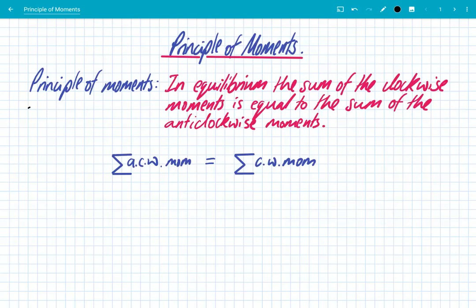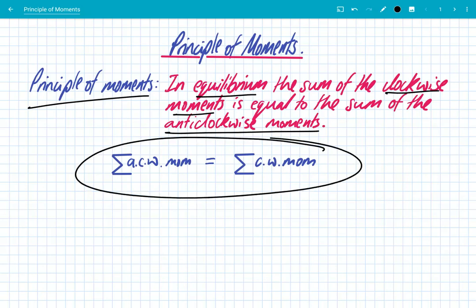So what is the principle of moments? Well, it tells us about things in equilibrium. And in equilibrium, the sum of the clockwise moments is equal to the sum of the anti-clockwise moments. We can write that mathematically like this here. This symbol here is sigma, and it means the sum of the anti-clockwise moments is equal to the sum of the clockwise moments. And we must remember that moment is equal to force multiplied by perpendicular distance to the pivot.